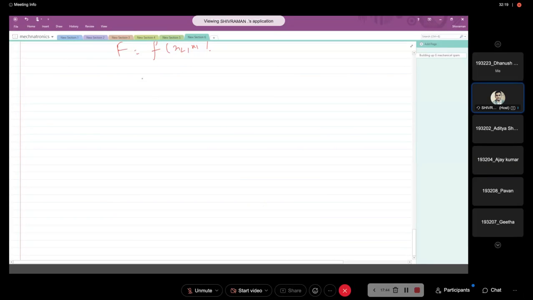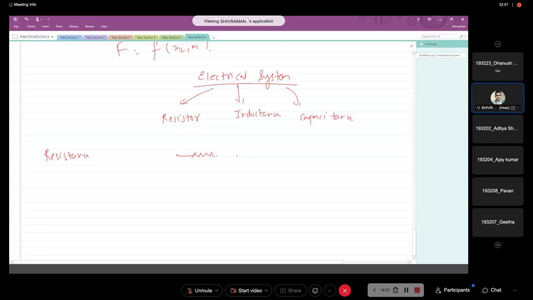Now coming to another component of a mechatronic system, that is the electrical system. In our first class of this unit, we discussed that an electrical system has three basic building blocks: a resistor, an inductance, and a capacitance. So let's have a look at the basic equations for this system. First we will have resistance. A resistance can be designated by the symbol.